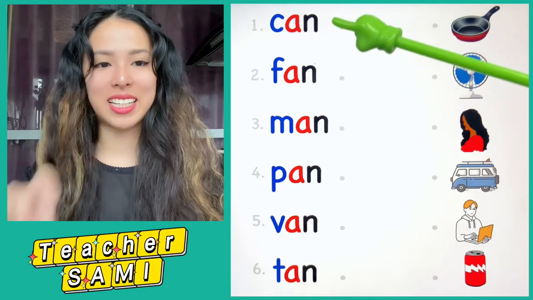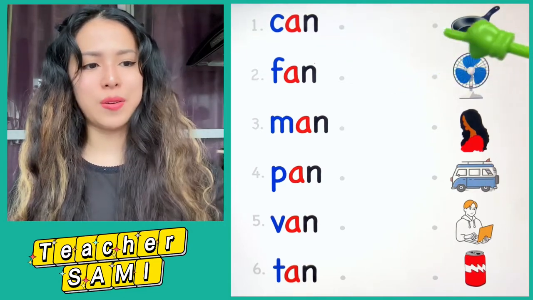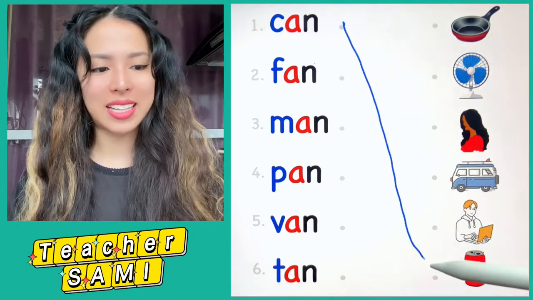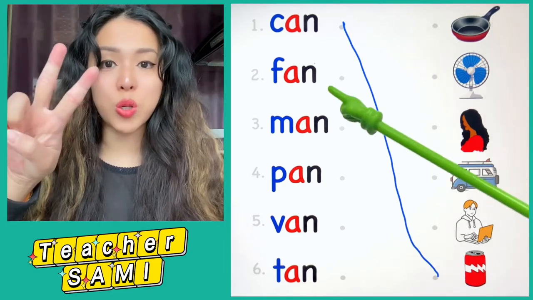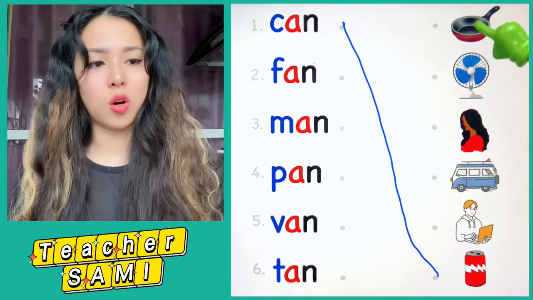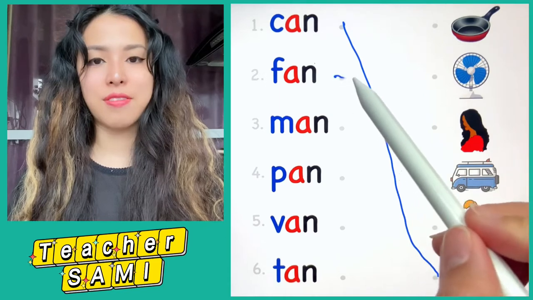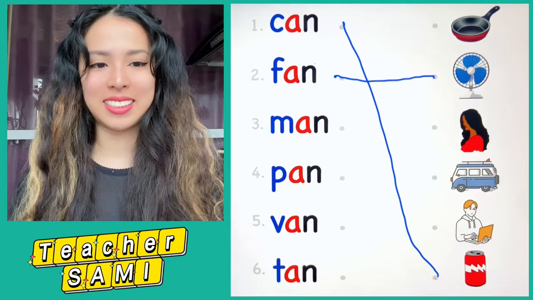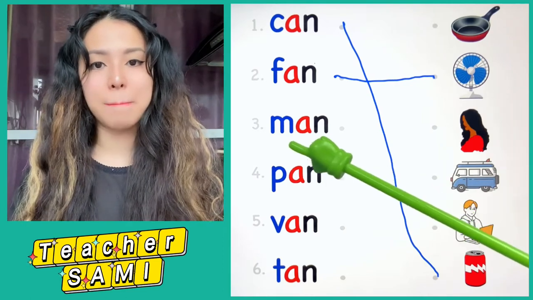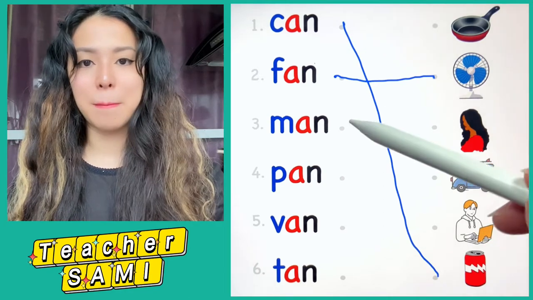Number one. Can. Where is can? Here. Can. Number two. Fan. Where is the fan? Here. Fan. Number three. Man. Where is the man? Here. Man.